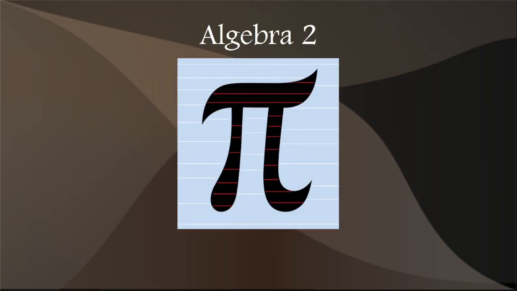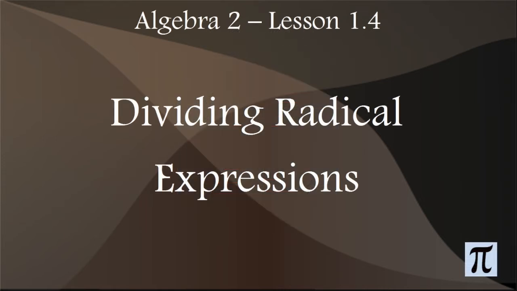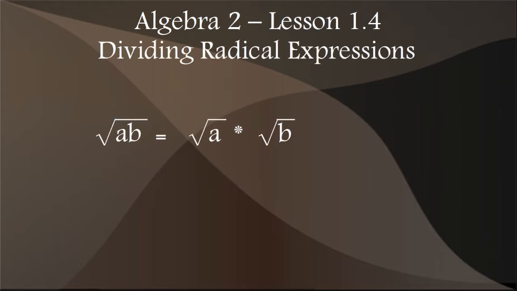Welcome back to our Algebra 2 series. Today we are up to section 1.4 where we will be dividing radical expressions. Previously we saw that if you had a product, here a times b, as a radicand, you could split it into two separate radical expressions. And the inverse was true. If you were multiplying two radical expressions, you could combine the radicands into one single radical expression.